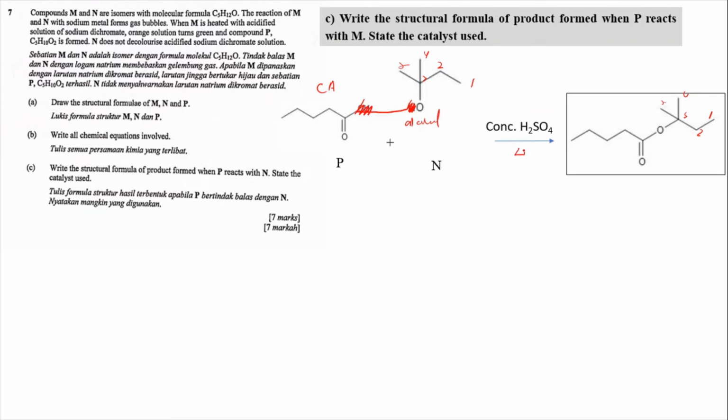in the presence of heat. Okay. So the catalyst that we need is the concentrated H2SO4 in order to promote esterification between carboxylic acid and alcohol. Okay, so that's all for tutorial. That's all for question 7.